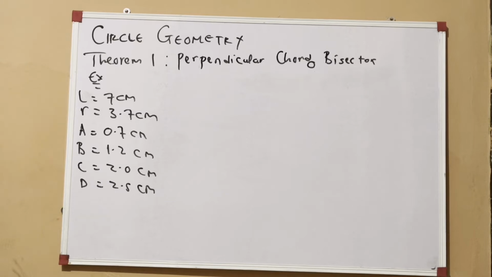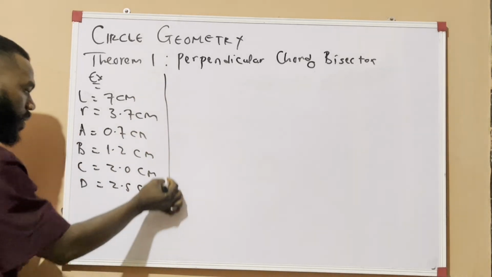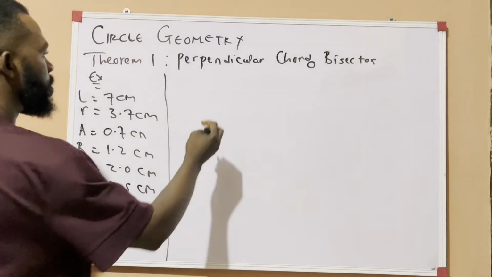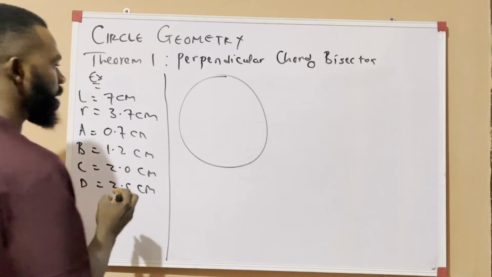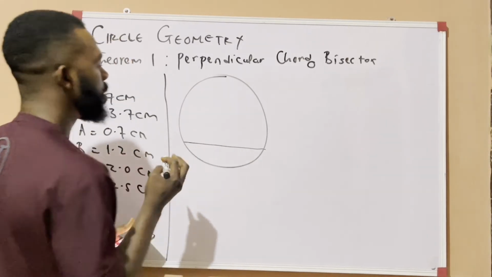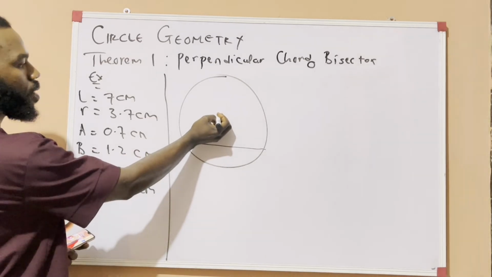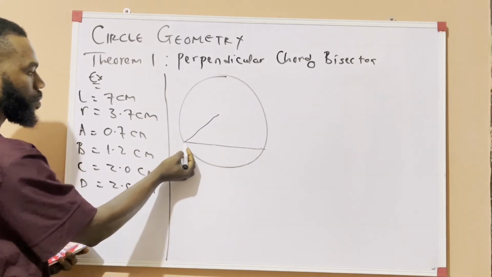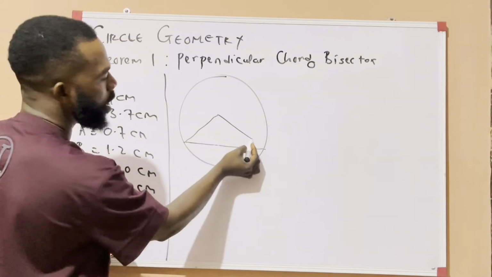Okay, now how do we solve problems like this? First of all, let us present this information in the circle. Now this is our circle, right? And this is our chord. Now let's assume this is the center of the circle. So it means this is a radius, and this is also a radius.